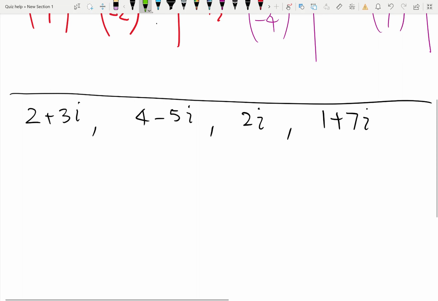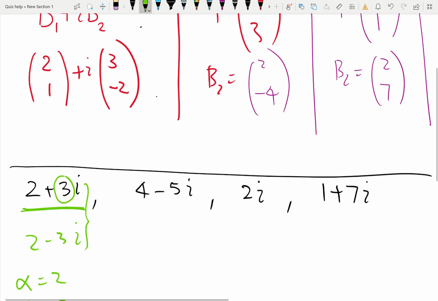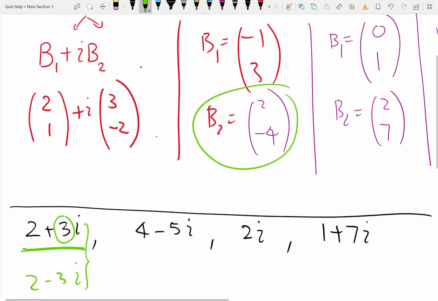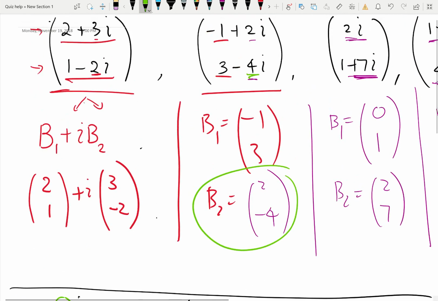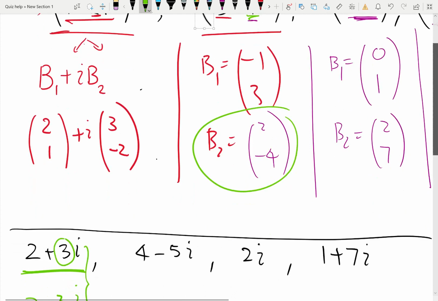Okay, all right. So here what is the complex conjugate for 2 plus 3i? 2 minus 3i. Okay, now what is alpha here? Alpha is 2, the real part. Beta here is, no matter what complex number you took, beta is 3. Okay, here beta is actually 3. Beta is always positive. So that is the difference between beta and b2. For b2 we include the sign that is inherited in the complex number, but for beta it's always positive.